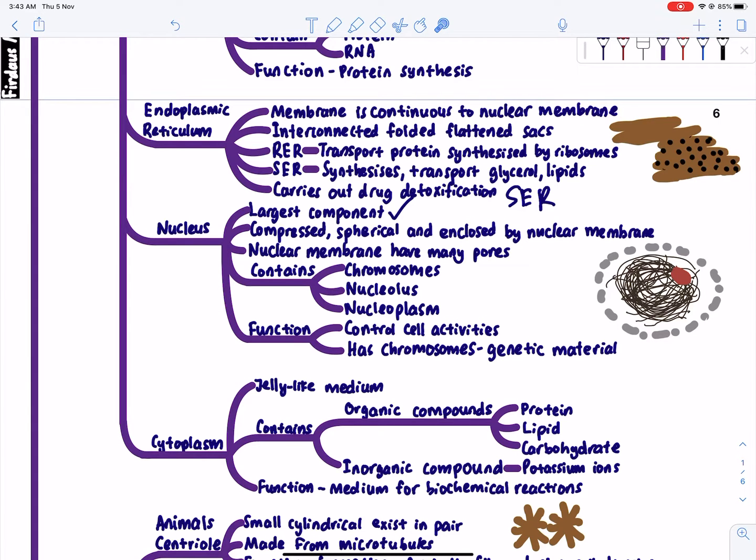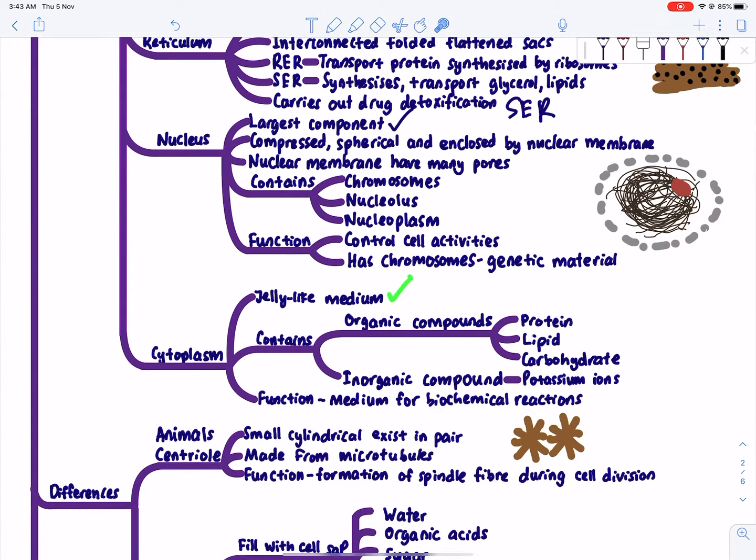And then we have the cytoplasm. Cytoplasm is a jelly-like medium. It contains organic compounds, for example protein, lipid, carbohydrate. That means it's like a storage. It's like a refrigerator. All that is needed by the cell is stored in the cytoplasm.